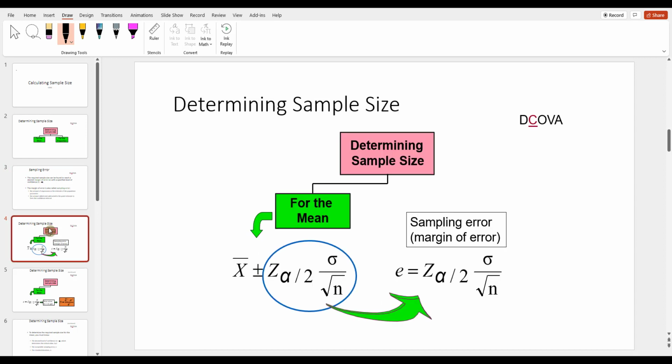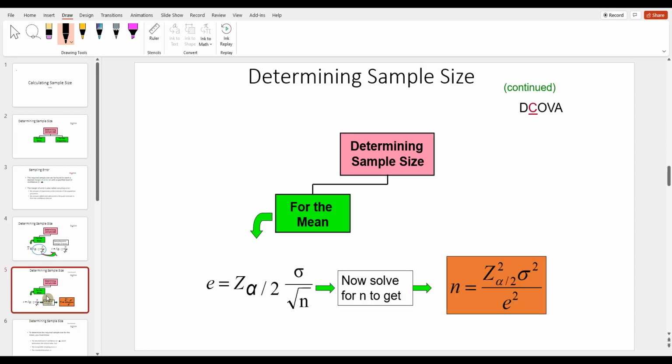So if you recall, the confidence interval for a mean is x bar plus or minus your z value times sigma divided by the square root of n. The stuff that you see after the plus minus sign is your sampling error, or it's also called your margin of error. So we're going to take that part of the formula and we are going to solve for n. Once we solve for n, we get z squared times sigma squared divided by e squared. And that will be how you would determine the sample size for the mean.